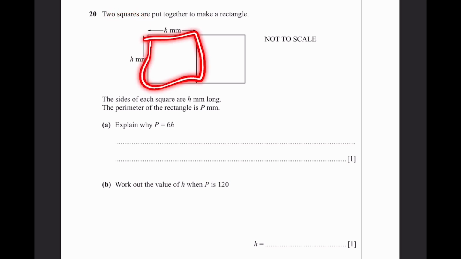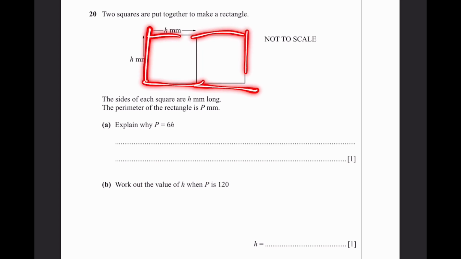So these two are separate squares. They're put together to a rectangle. Therefore, we do not count the 2 sides which intersect over here. 1, 2, 3, 4, 5, 6 multiplied by the length of one side, h. That's why p, or perimeter, is equal to 6h.